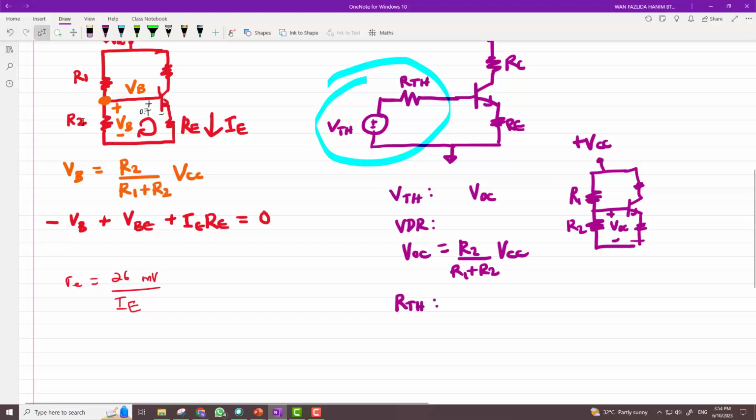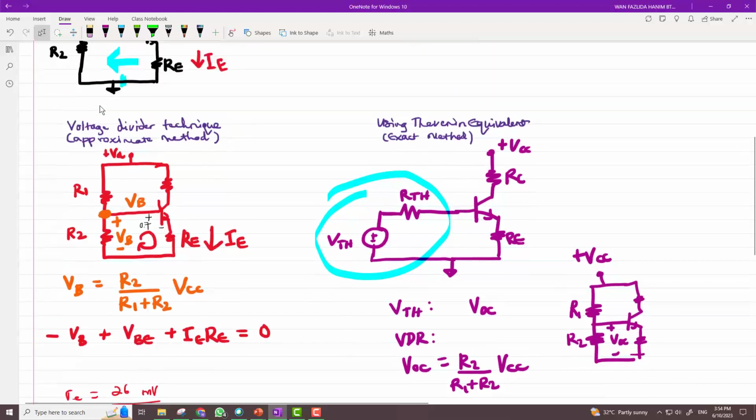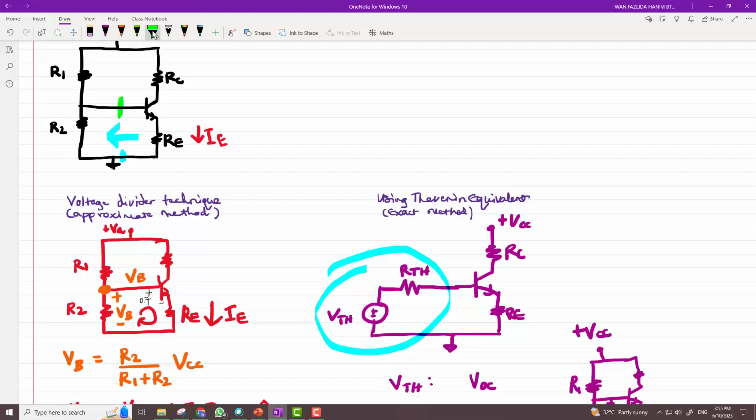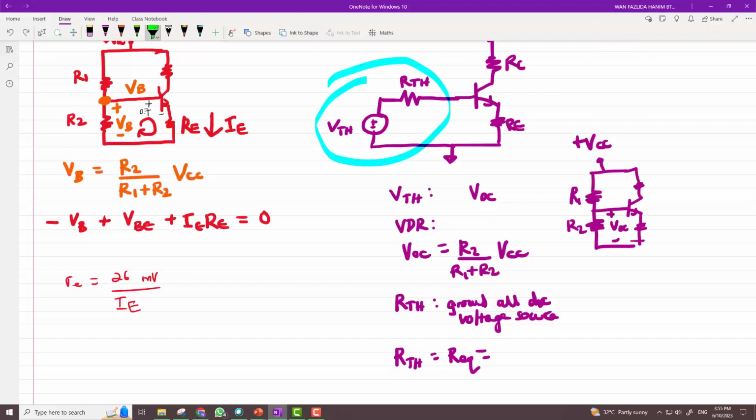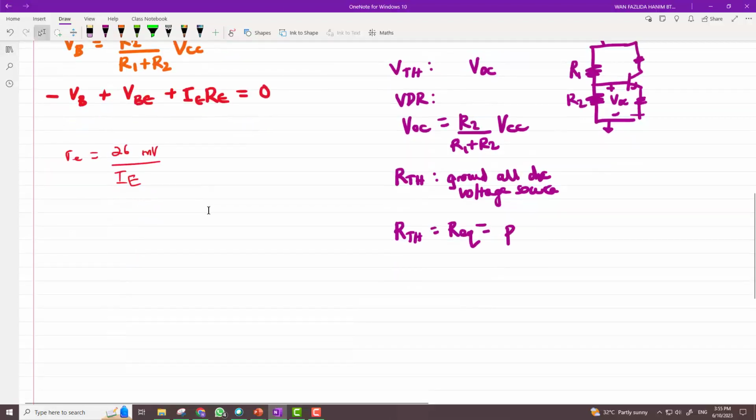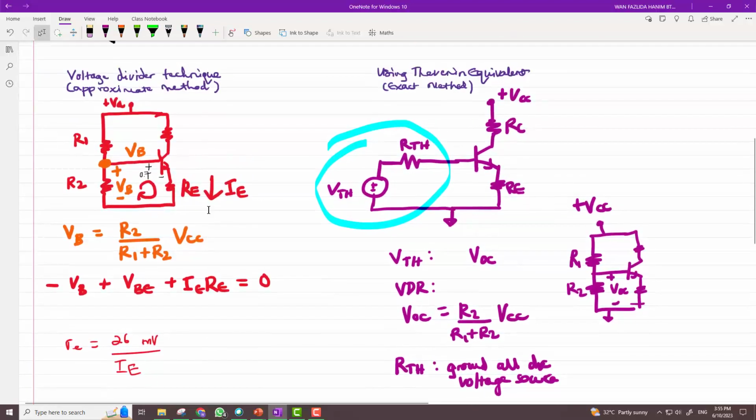For R Thevenin, which is R equivalent, you ground all DC voltage sources and look from this terminal as well. In this case, if you ground this top part, this part here is actually ground, so effectively R1 is in parallel with R2. Now when you find the R Thevenin and V Thevenin values, this is how the circuit will look.